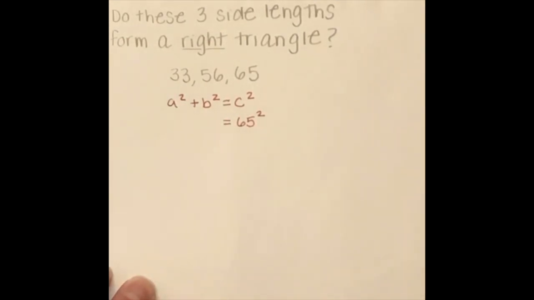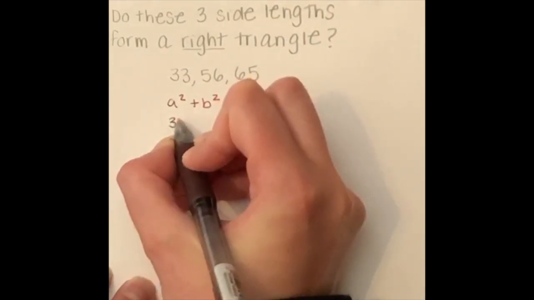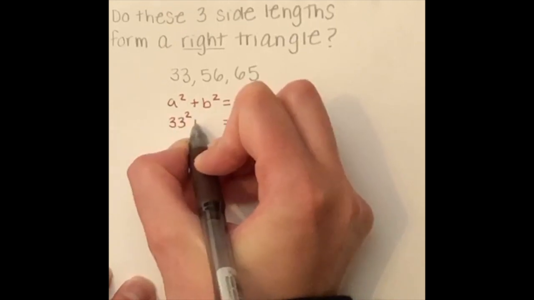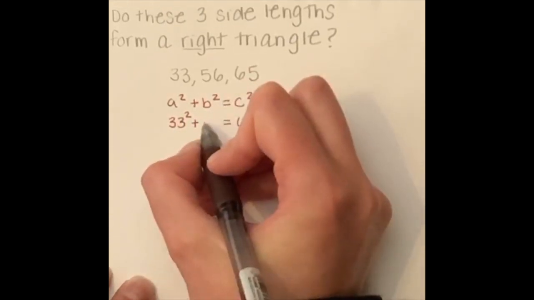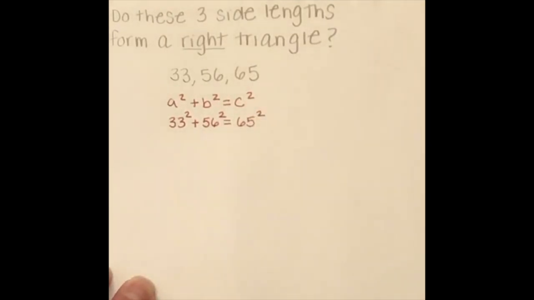Again, it doesn't matter if 33 is a or 56 is a. So I'm just going to say 33 squared plus 56 squared. If this equation comes out to be true, then we know that this is a right triangle. So let's go ahead and see.